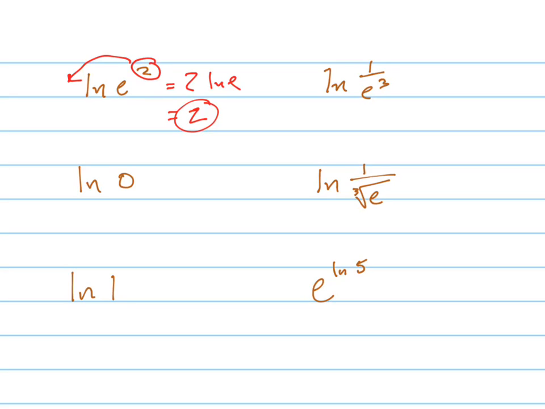The natural log of 0 does not exist. You're not allowed to take the natural log of 0 or negative numbers. It has to be greater than 0. It's not part of the domain. Look at the graph of a natural log function and you'll see.